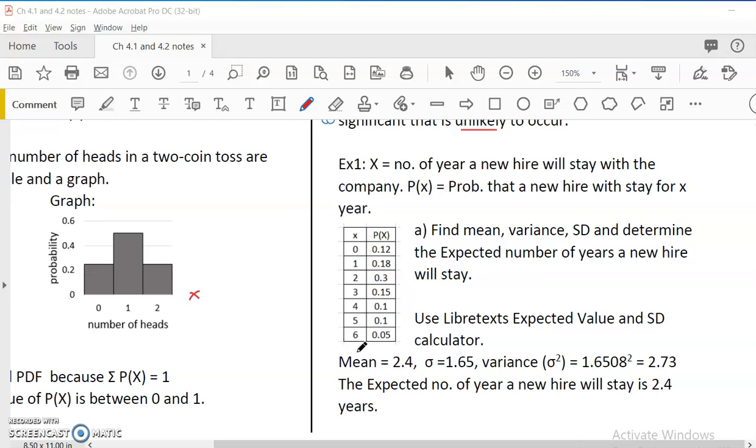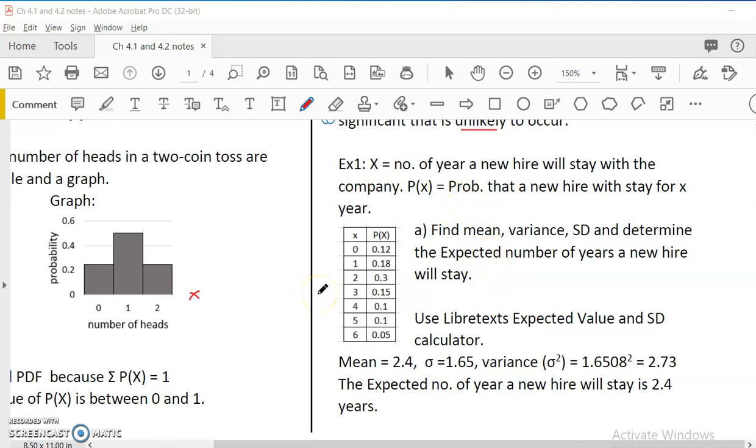If it's a valid one, we can calculate mean, variance, standard deviation, and also use the mean to determine the expected number of years a new hire will stay, kind of like the typical number of years that a new hire will stay, because X is random. It can change every time you have a new hire.